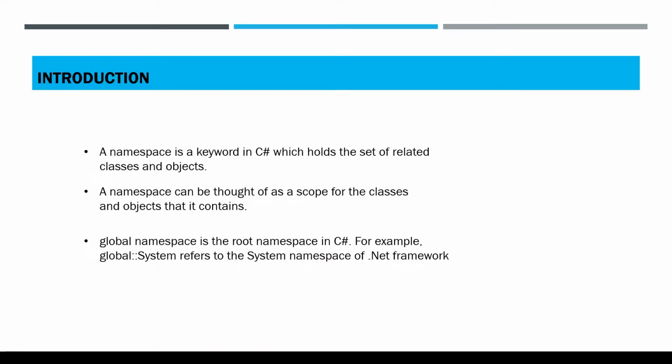The global namespace is the root namespace in C#. For example, global::System refers to the System namespace of the .NET Framework. You can think of the namespace as the container which holds all the objects that it contains.